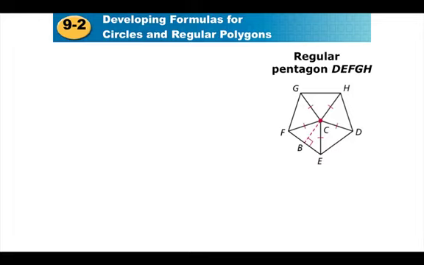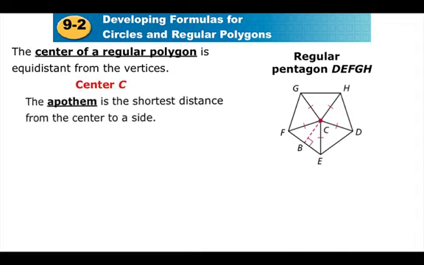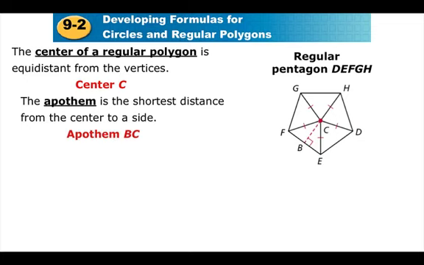I'm going to be using this figure to describe those key concepts. First one is, let me follow along. The center of a regular polygon is equidistant from the vertices. In this case, the center of this regular polygon is C. The apothem is the shortest distance from the center to a side. So in this case, the apothem is BC.